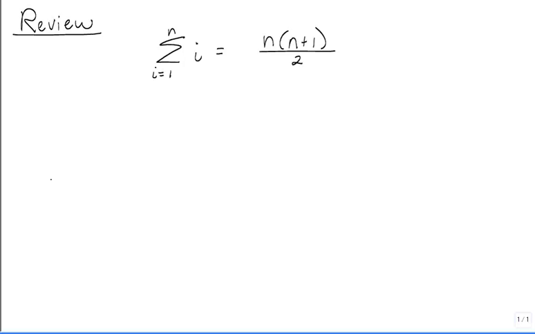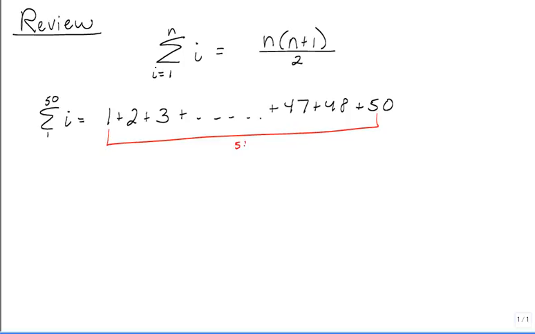Okay, and just as a side, suppose you want to add up 1 to, say, 50. That's 1 plus 2 plus 3, up to 47 plus 48 plus 49 plus 50. I'm going to show you how they came up with this formula. What you can do to add these really easily is add the first and the last, and you get 51. If you add these two, you get 51.